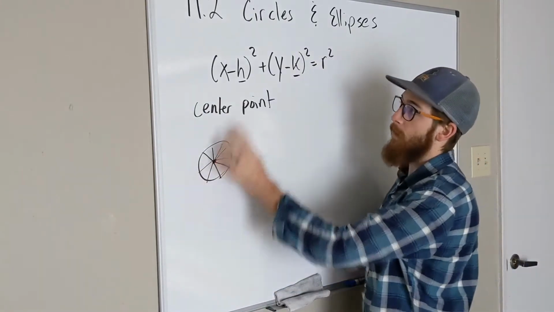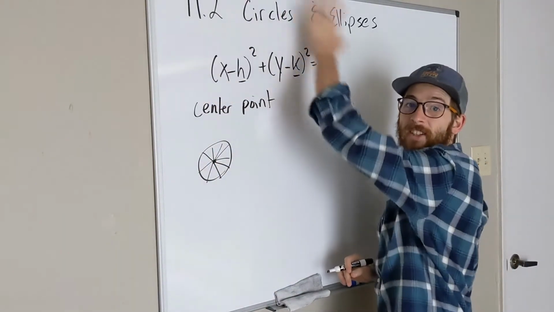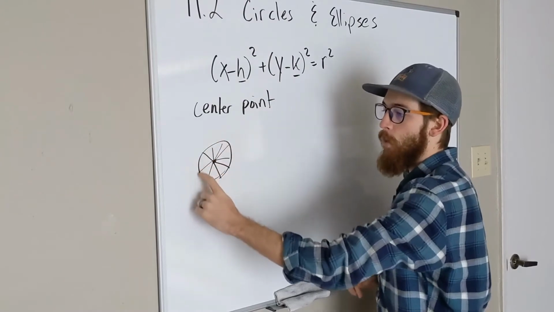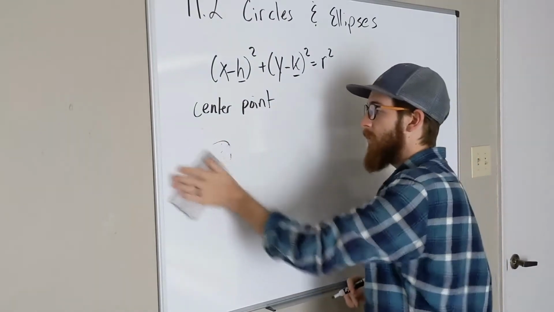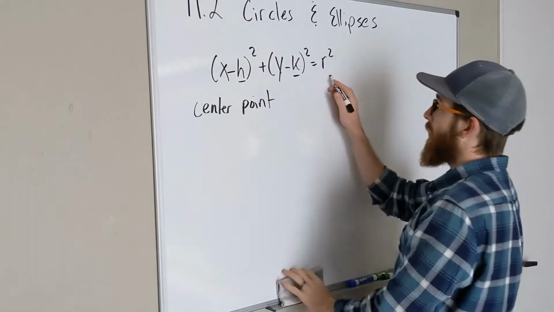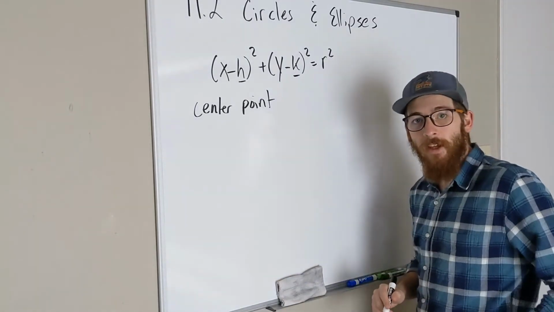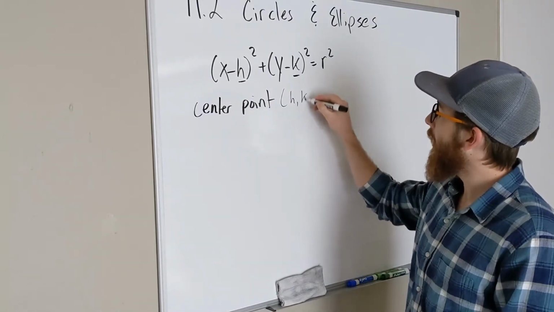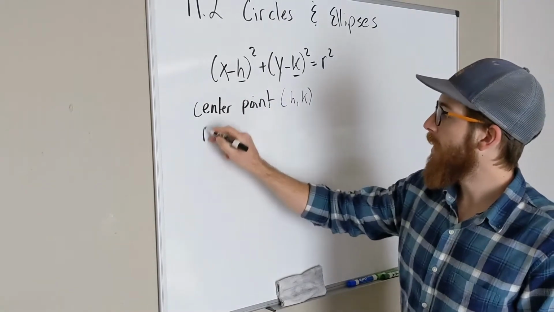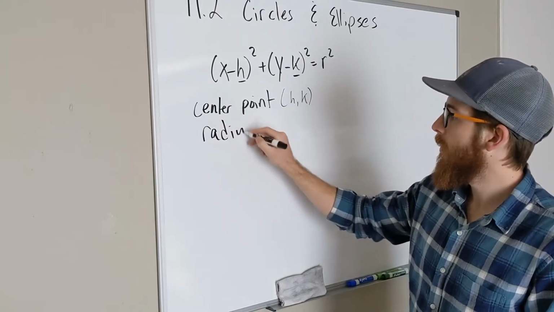So the center point is H and K, and the rest of this function is telling you where all these points outside fall. So R is going to be radius. So we have center point, H, comma, K, and we have radius, R.